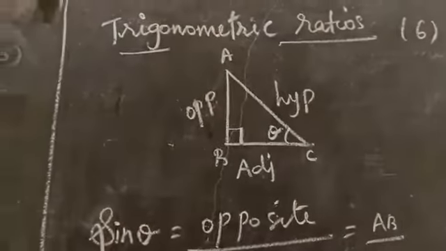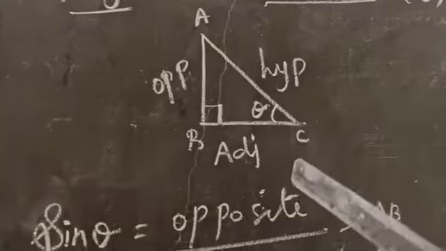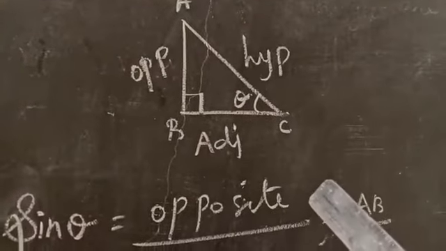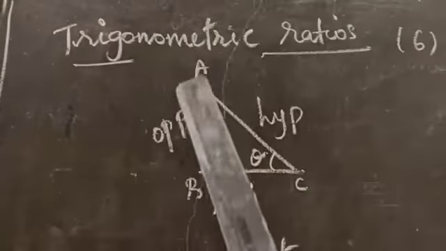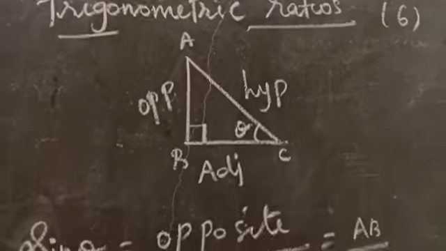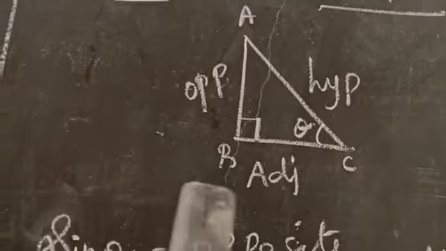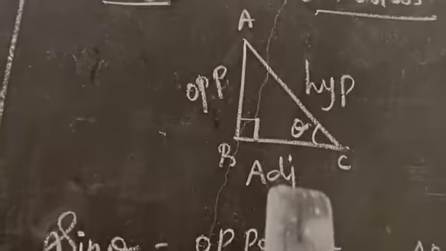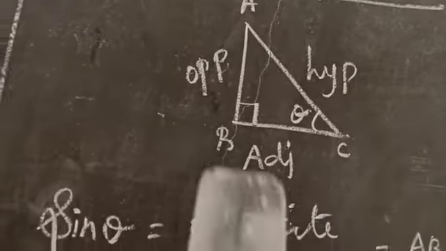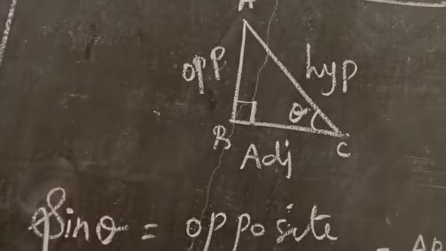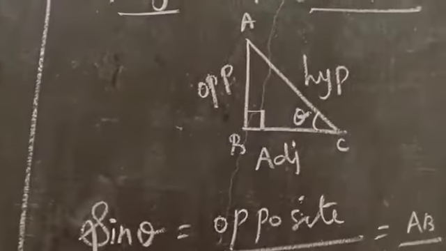In the trigonometry chapter we have to take the right angle triangle. ABC is a right angle triangle, AB is the opposite side of the given triangle, BC is the adjacent, and AC is the hypotenuse.